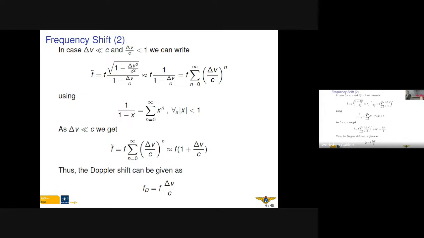So we can see that this Doppler shift is dependent on the relative velocity between receiver and transmitter. And it's a positive shift. So FD is positive in this case.